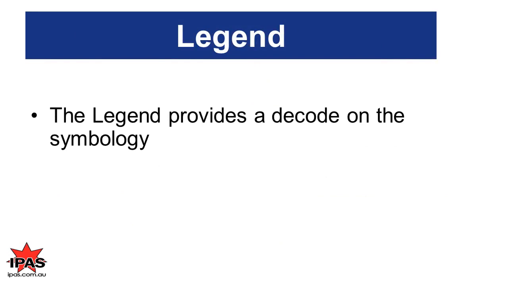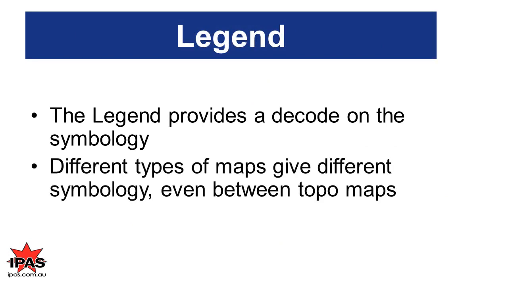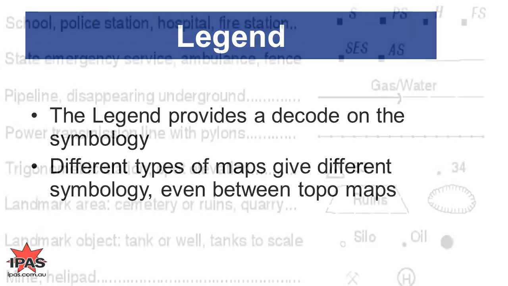The legend provides all the decodes or the symbology that you'll see on the map, and different types of maps will give you different symbology, even between topo maps. And in part 1 we saw that difference in the map to the north of Wagga.